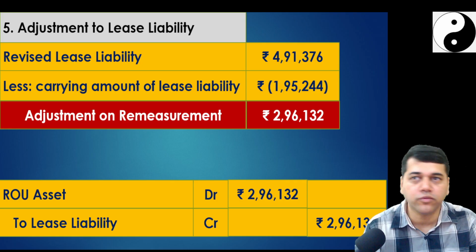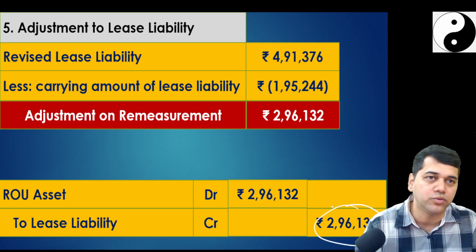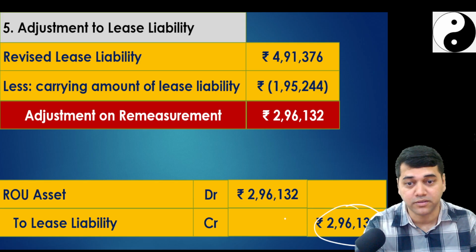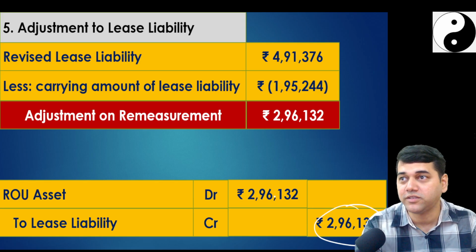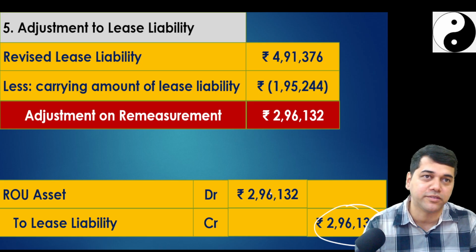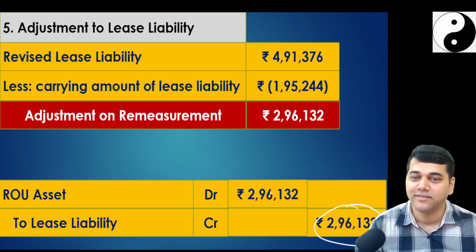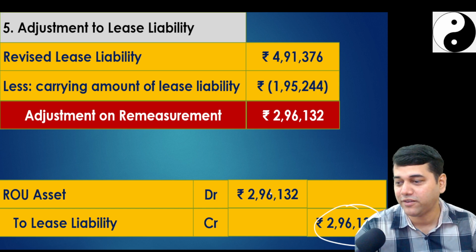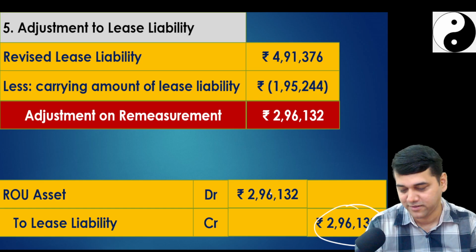Now going forward, 2,96,132 is going to get amortized at which rate? 6%. Then what is my depreciation? They didn't ask you. Can you tell me the depreciation? Can you tell me the amount of depreciation? 95,592. Okay, let us check others.